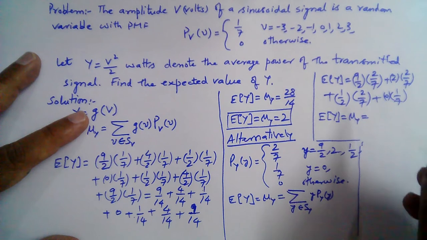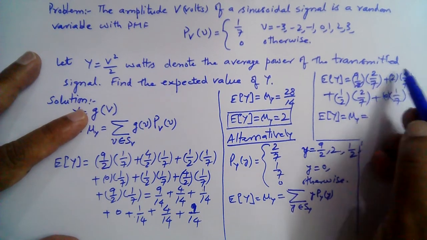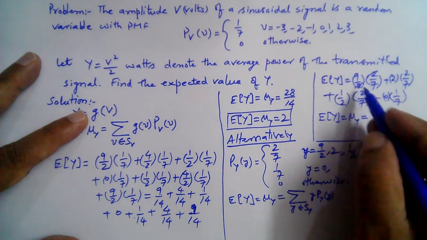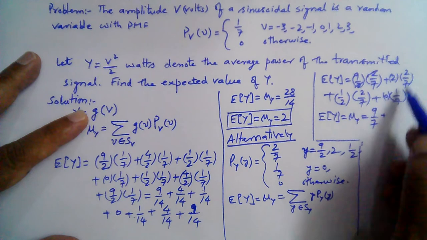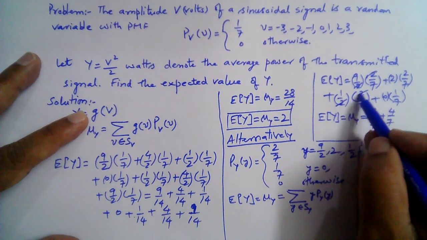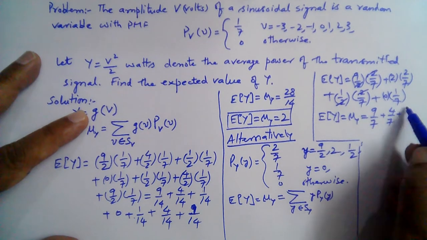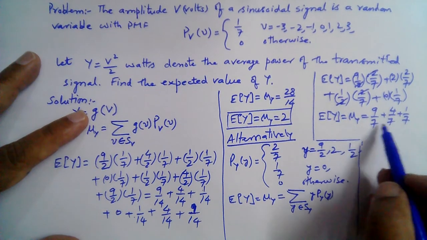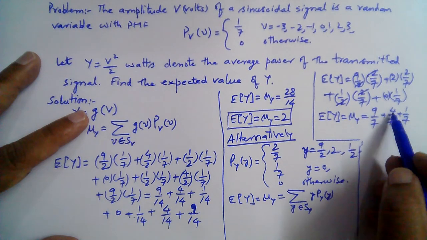So this cancels out, right? So this is 9 over 7, then this is 4 over 7, and this 2 cancels out with this, so it is 1 over 7 plus 1 over 7. The denominator is the same, 7. So 9 plus 1 is 10, plus 4 is 14 over 7.